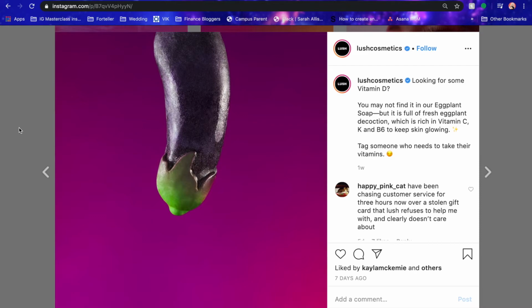Next, we have another nationally known brand, Lush Cosmetics. Lush is a really great cosmetics place. They focus on utilizing natural ingredients and things that are found from the earth. And they're also known for their witty and kitschy-based humor, which you can perfectly see in not only the photo, but also in the caption.